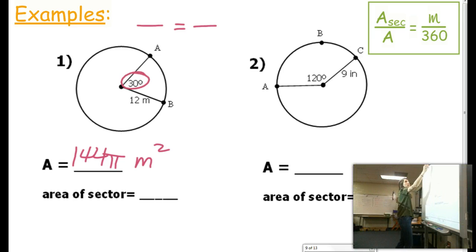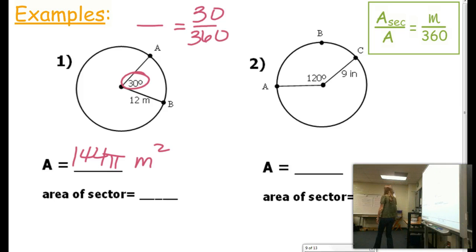Here's M. That's the angle we're given. And down here, always, every time, never changes. Isn't the area of the circle 144? We already found it, exactly. So we put 144. So, yeah, this is A sec, or you can just put x if you want. And this is 144 pi.